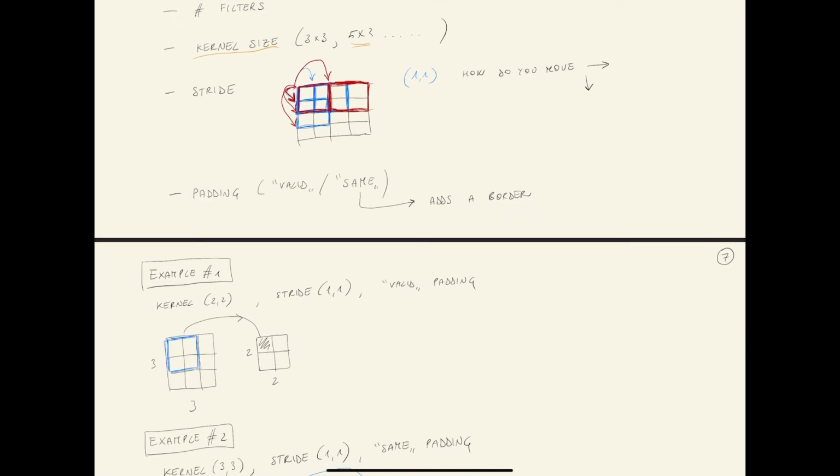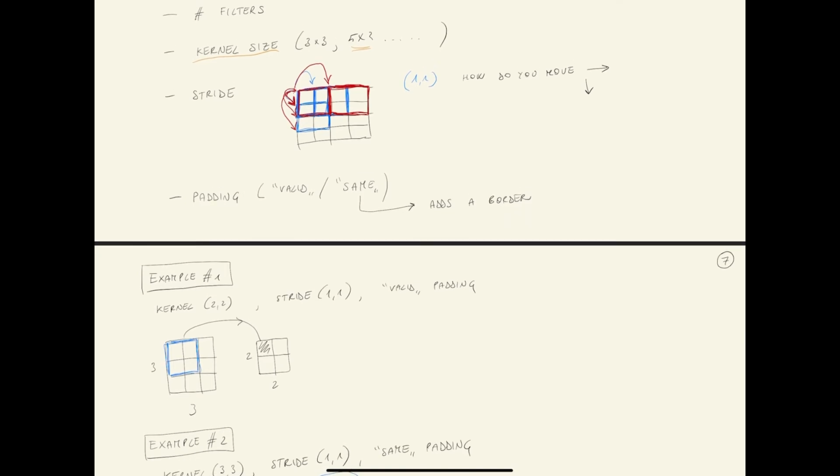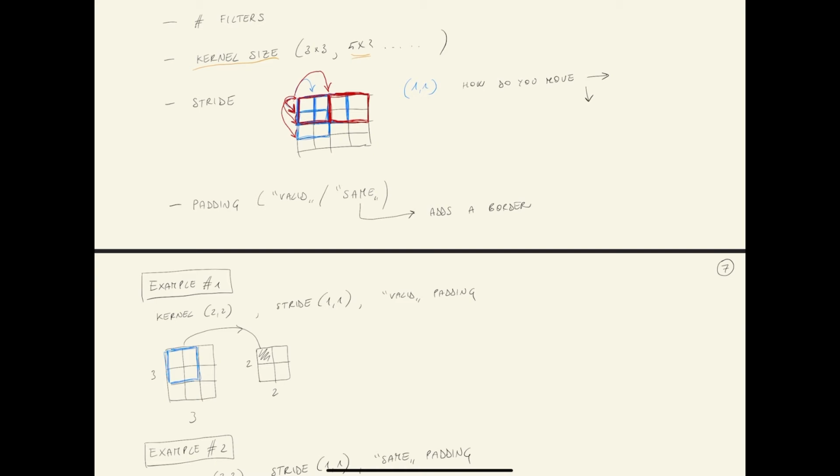And basically the idea is that if we go back to what we did before, maybe I can give you another example. So let's focus on example number 1. Say that we have an input matrix, our image, which has sides 3 by 3 in this example. So this is the input matrix. We have a kernel, so a filter 2 by 2, and stride is 1, 1.